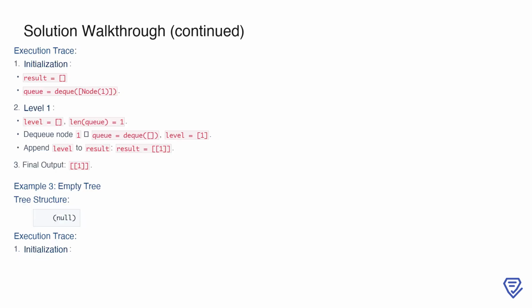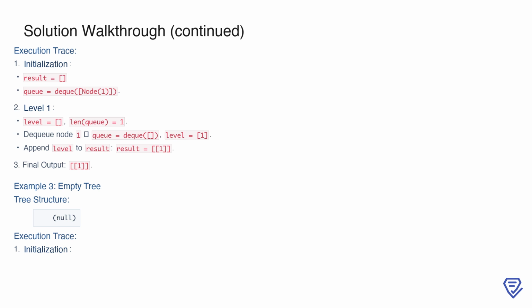In the second example, we have a tree with just a single node, 1. We start the traversal by initializing the result list and a queue containing the root node, 1. At level 1, the queue length is 1, so we initialize an empty level list. We dequeue node 1, add it to the level list, and since it has no children, the queue becomes empty.